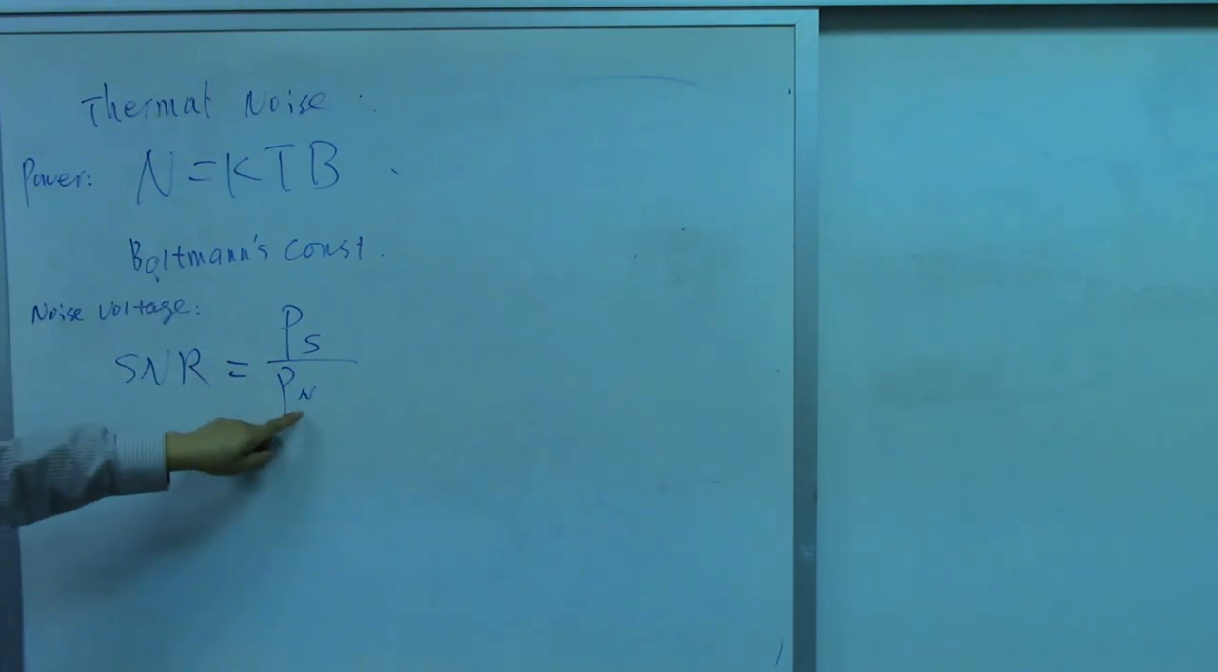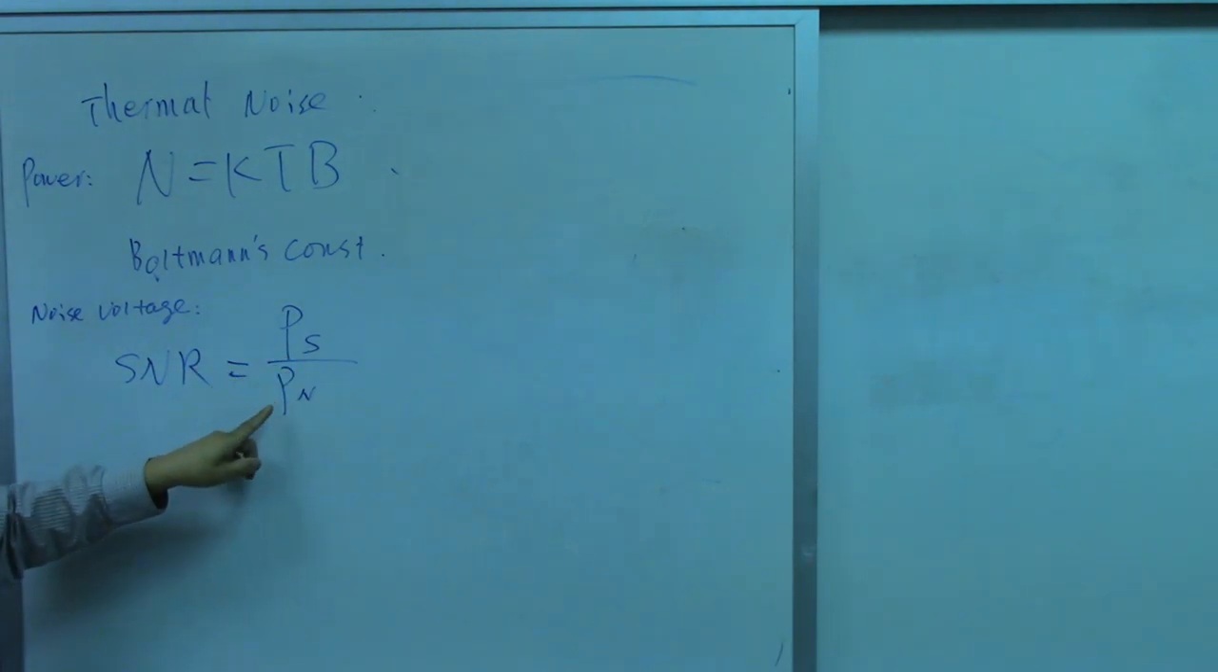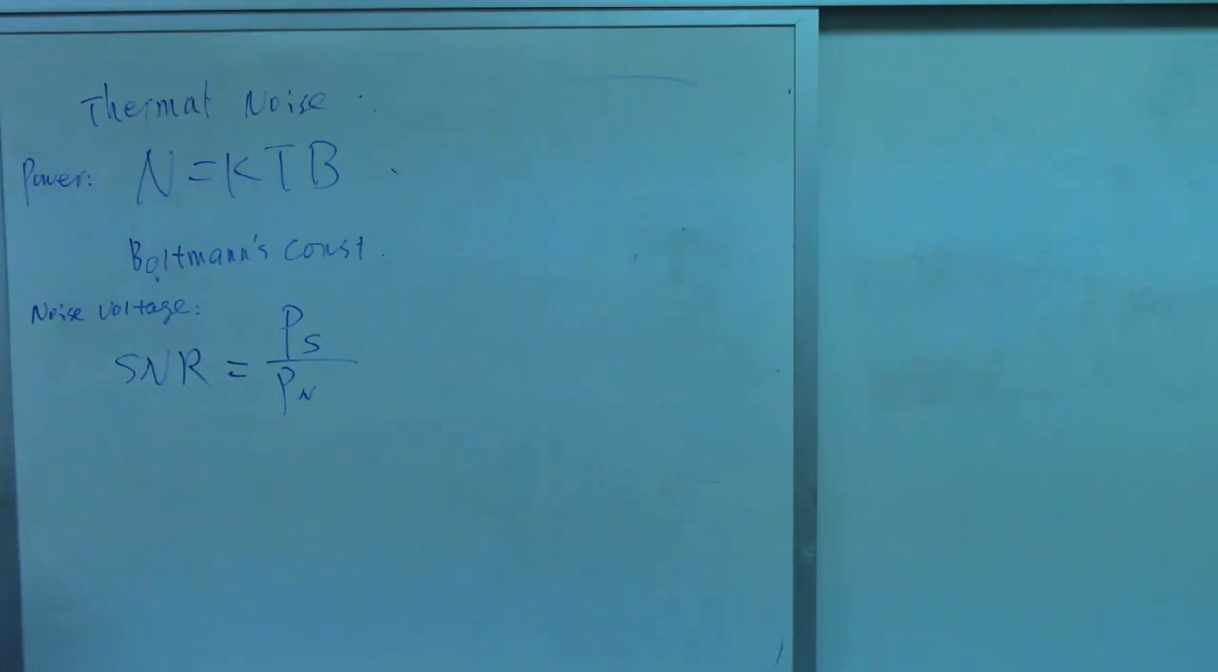In here, the power of noise is just N. So just the power of the signal divided by the power of the noise. We call this one the signal to noise ratio. SNR, or sometimes we just use S over N. You are going to see both representations in references online or any other books. S over N or SNR is defined by the ratio of the powers.